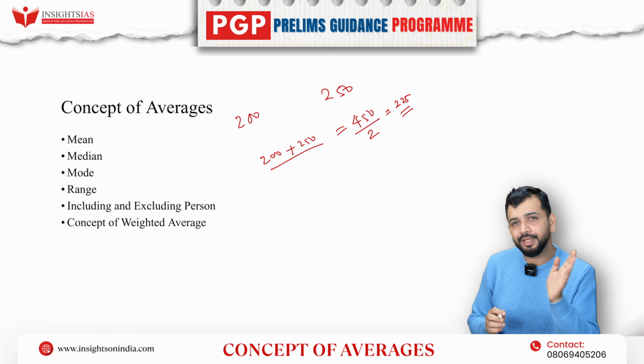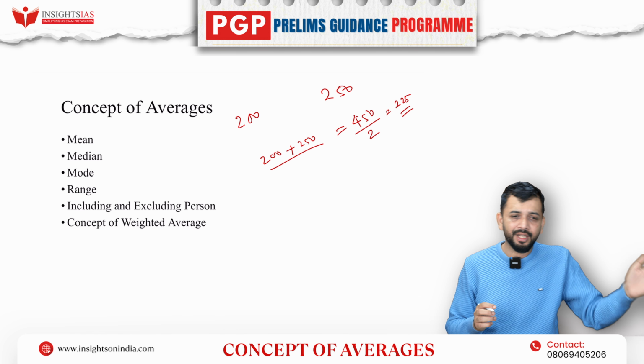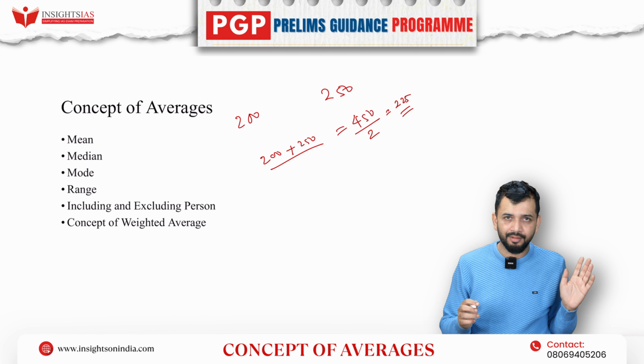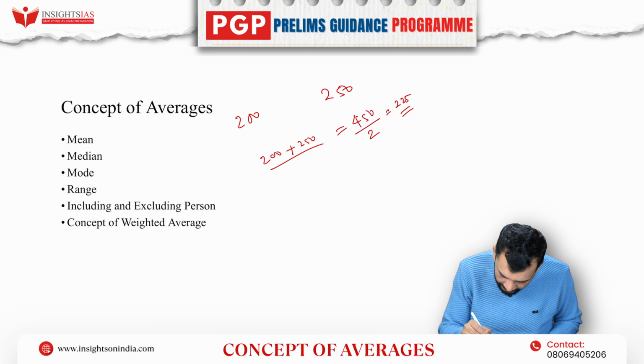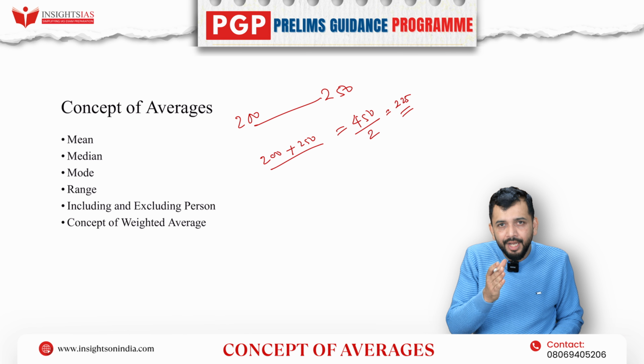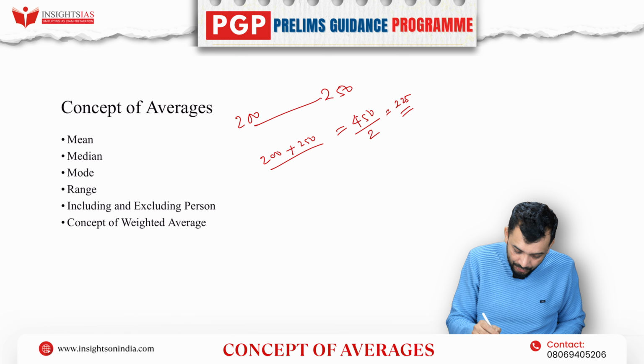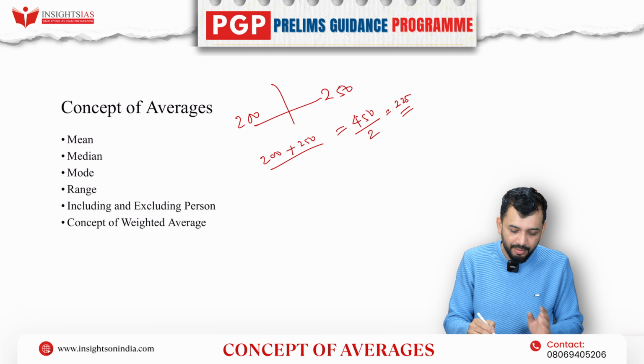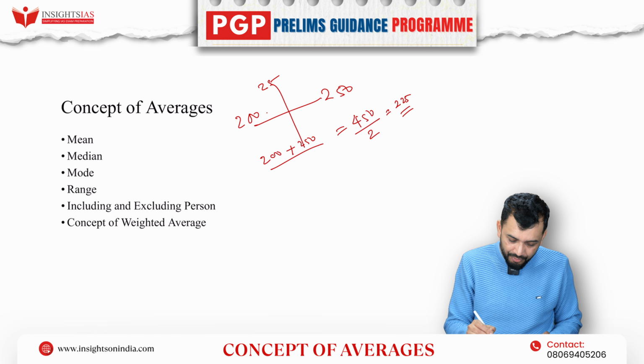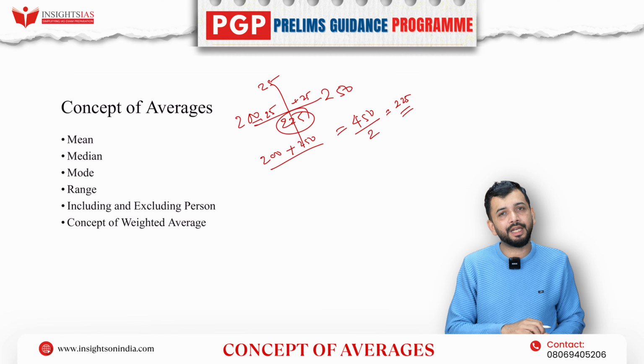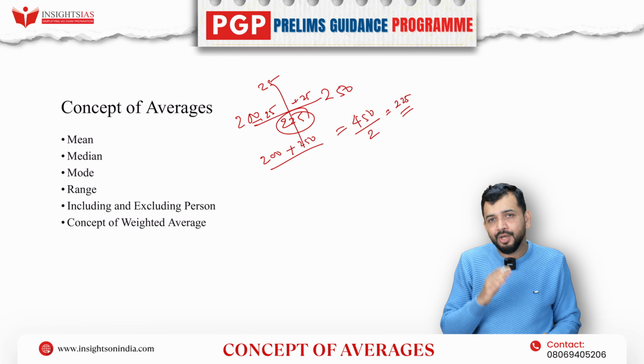What is the average? Average is a center number from where the deviation should be 0. That means that if I take 200 and 250, I have to find a middle number between these two. If the gap is 50, what is the middle number? 25. That is, this difference is minus 25, this is plus 25. This will be your average. So the exact middle of 200 and 250, that is 225, will be your average.